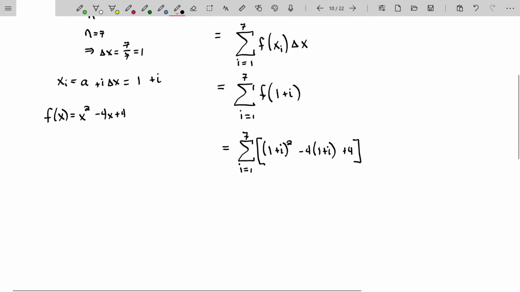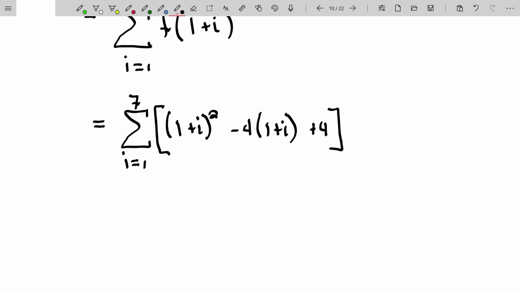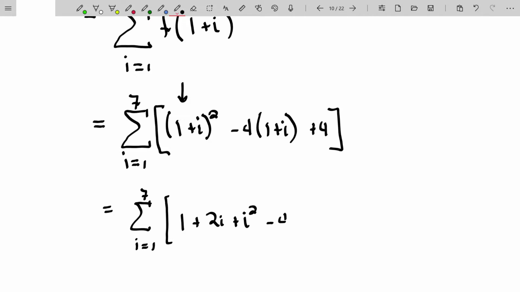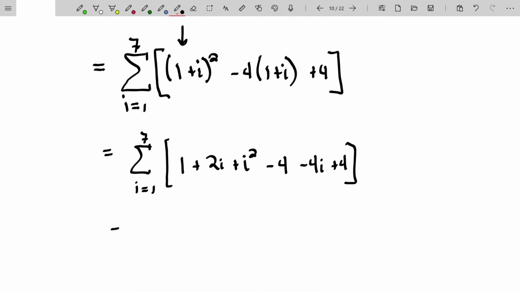Well, what you could do is you can actually clean that up. You might say, no, forget about it. I don't want to go through all that mathematics because I would rather just grab my calculator and do all this. But let me just showcase how nice it is when you do this. This binomial, when you square it out, is 1 plus 2i plus i squared. And then we have a minus 4 minus 4i and a plus 4. Notice a lot of things clean up here.